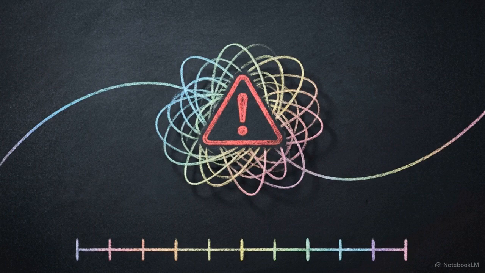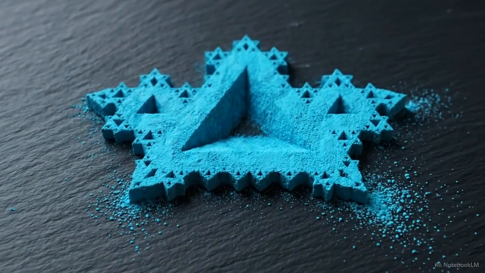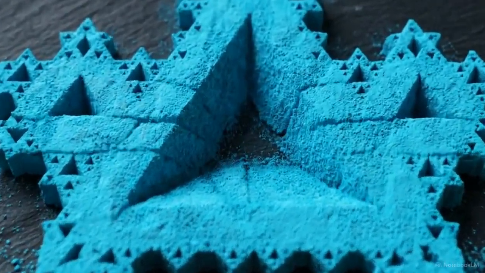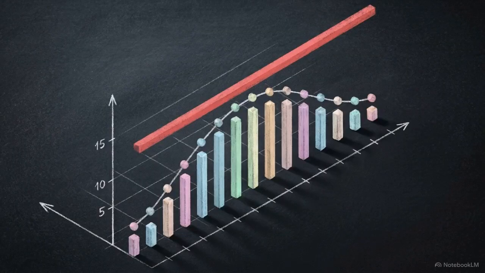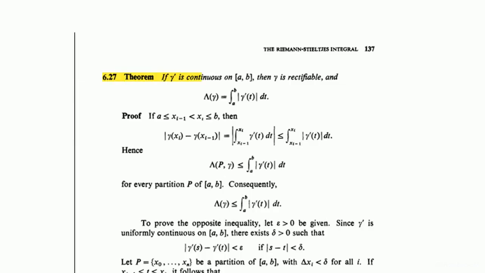Continuity alone is not enough to ensure a path can be measured this way. Certain continuous curves bend so frequently, at every conceivable scale, that they actually possess an infinite length within a bounded space. The supremum allows us to categorize paths where length is a well-defined, finite property. Theorem 6.27 connects the supremum to the mechanics of the derivative.